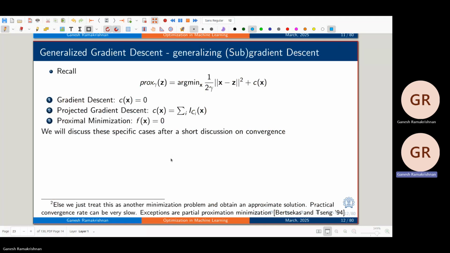Now, projected gradient descent is when c of x is set to a sum of indicator functions, which is what I tried to motivate in the beginning. I project it and it makes sense. The example here is a summation. Instead of just one, I have a summation over multiple indicator functions, and this is called projected gradient descent.